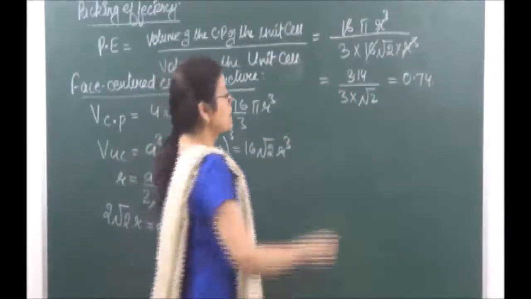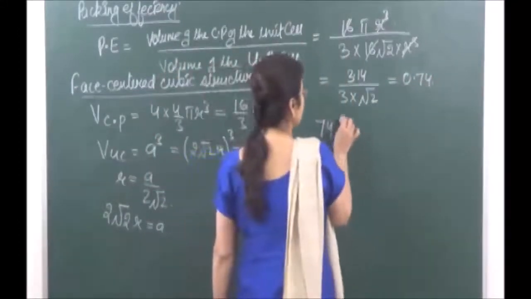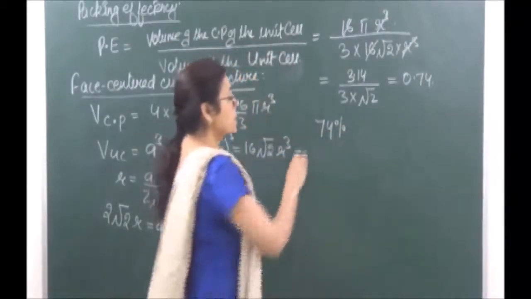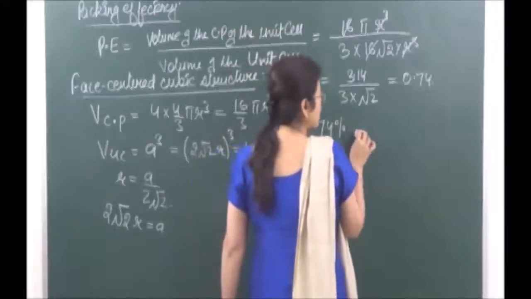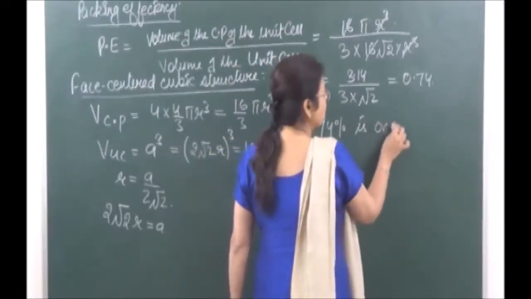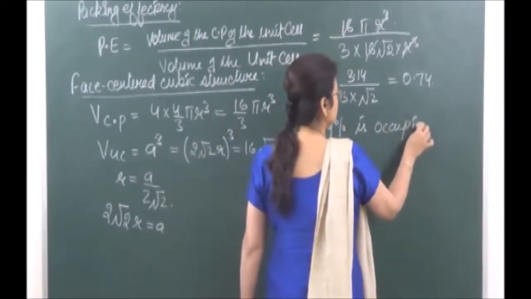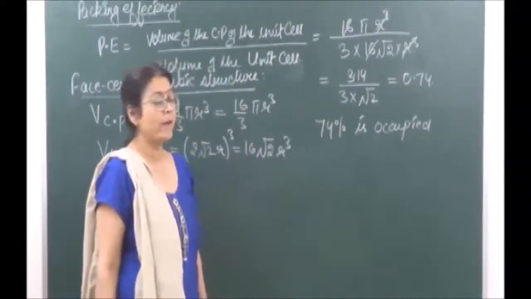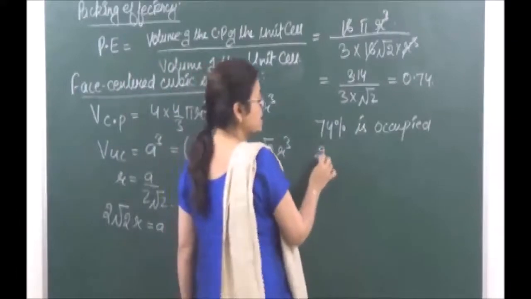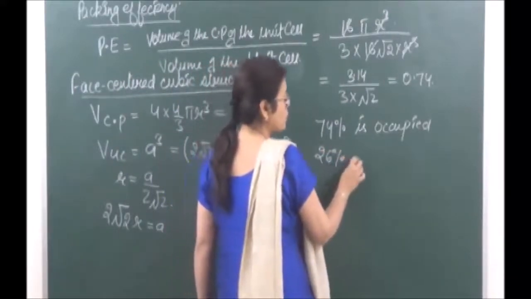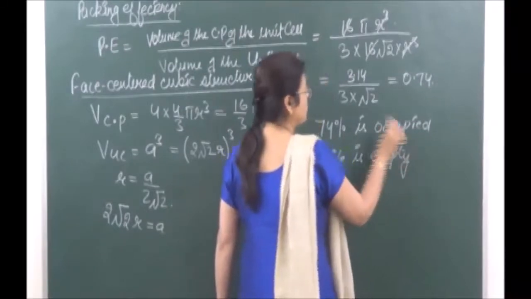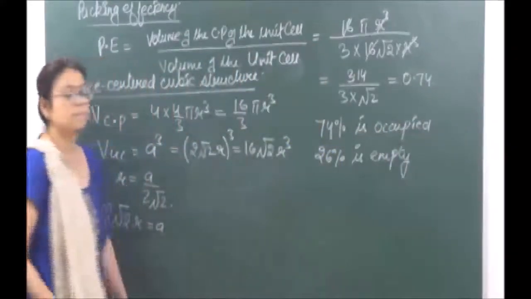0.74, which means 74% of the space is occupied. If 74% is occupied, तो empty कितनी हो जाएगी? 26% of the space is empty. Right?